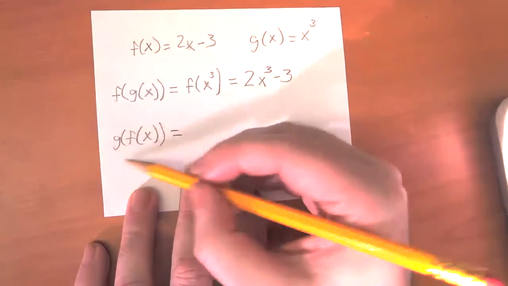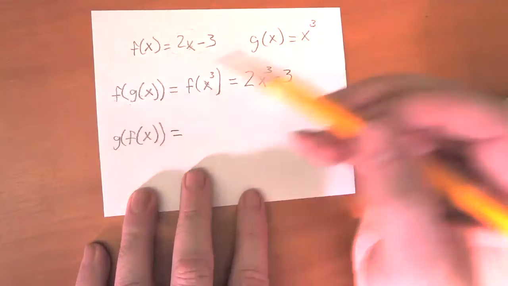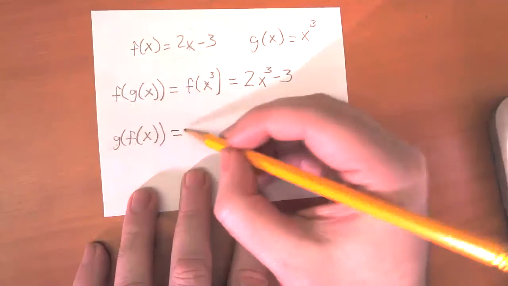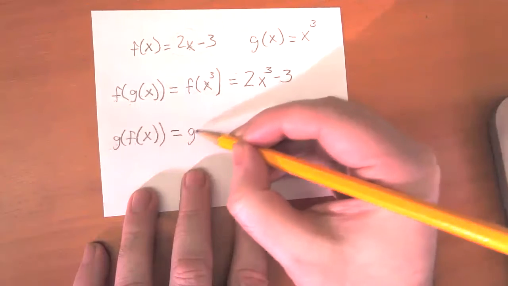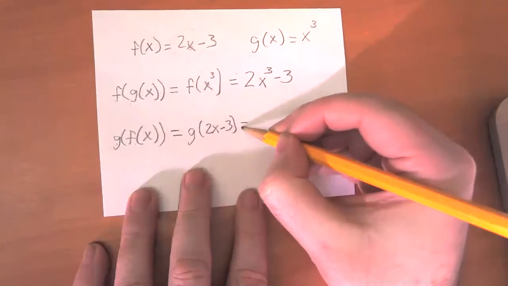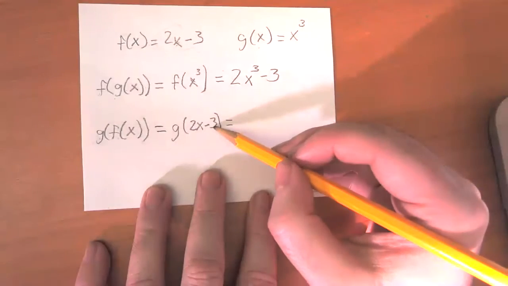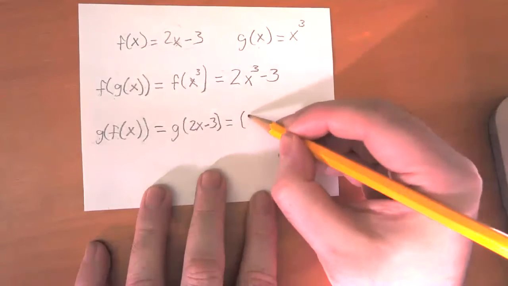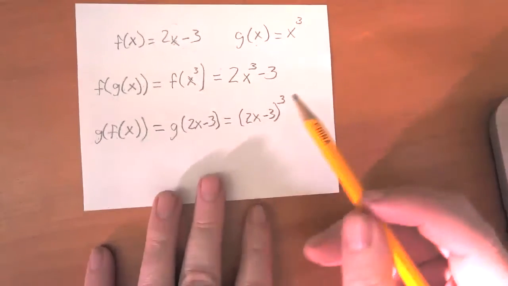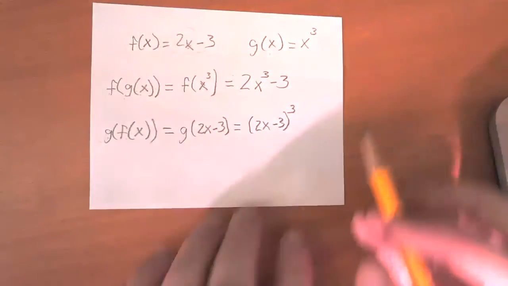We could do the same thing in the opposite order. First, we think about what f is, and then we take g applied to the output of f. So the output of f becomes the input of g. And the output of f is 2x minus 3. And again, the rule for g is that it cubes the input. So here the input is 2x minus 3, so we're going to take 2x minus 3 and we're going to cube it. So when we combine these two functions like this, we get another function.